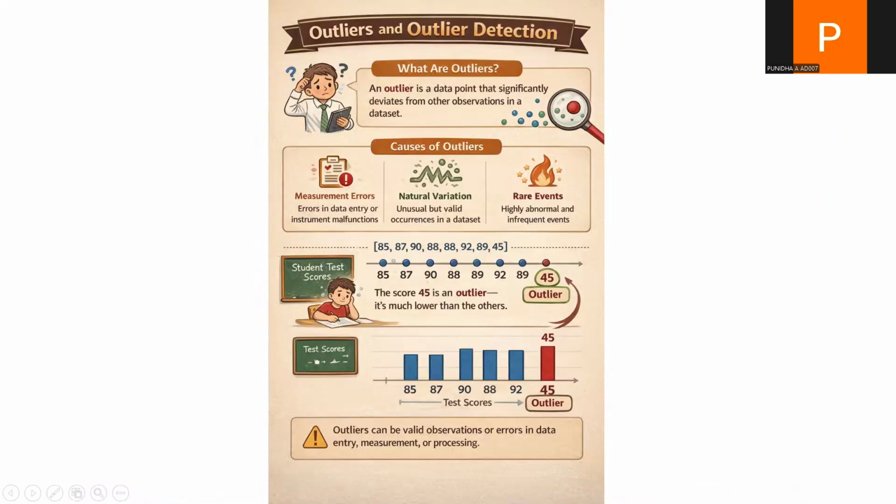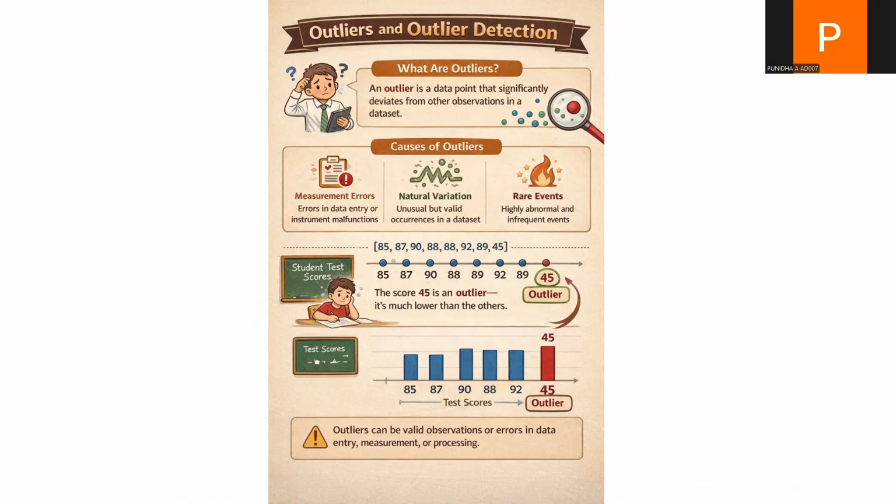Outliers and outlier detection. Outliers are data points that are essentially statistical anomalies, data points that significantly deviate from other observations in their datasets. Outliers can arise due to measurement errors, natural variations, or rare events, and they can have a disproportionate impact on statistical analysis and machine learning models if they are not appropriately handled.